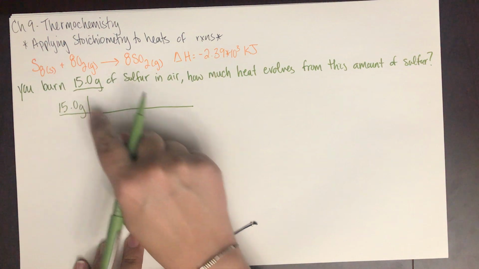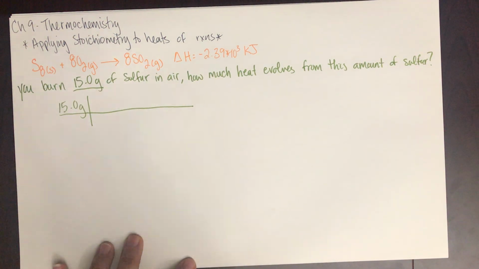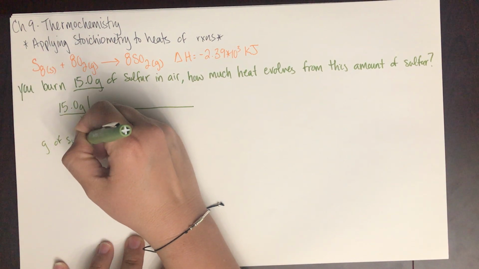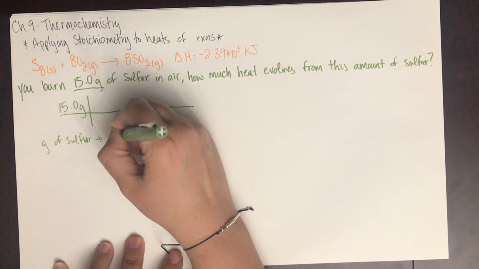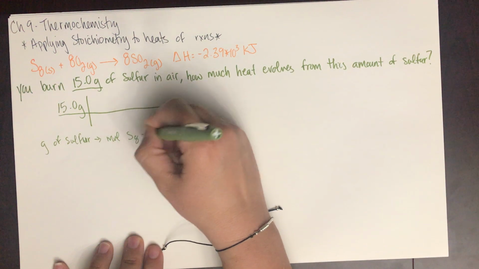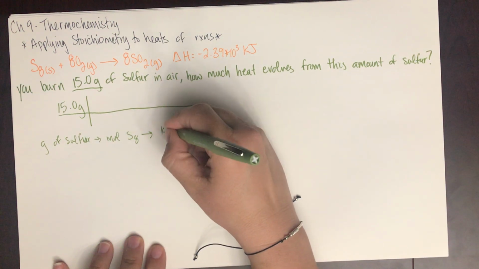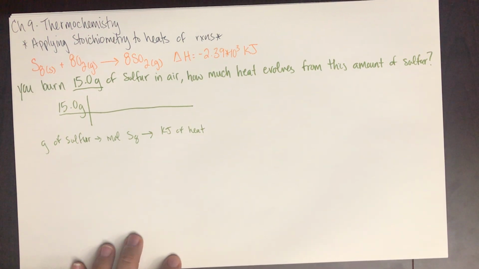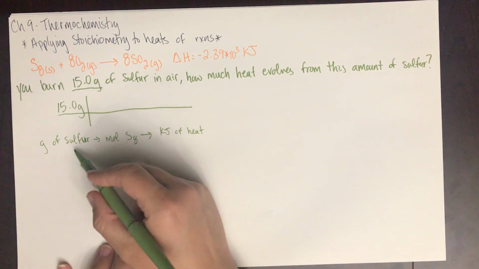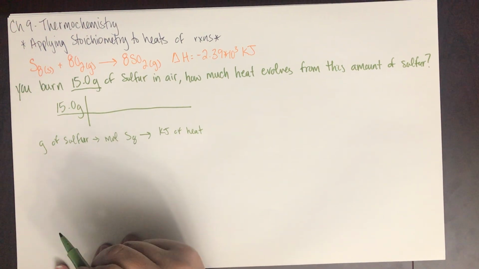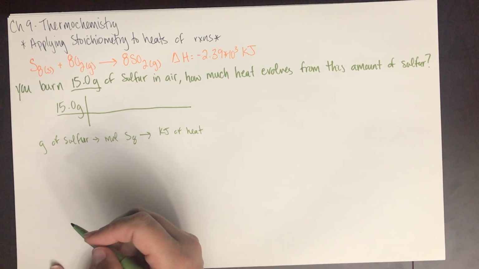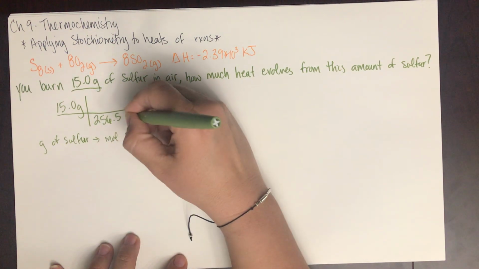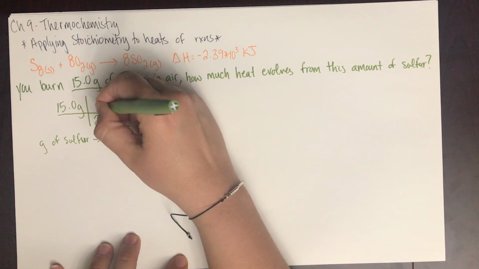And then I want to convert grams of sulfur. I'm going to write out what we're going to do. We're going to go grams of sulfur to moles of sulfur, moles of sulfur to kilojoules of heat. That's our pathway here. So I'm going to go from grams of sulfur to moles of sulfur. Remember, it's S8. So the molar mass of S8 is 256.5 grams in 1 mole.